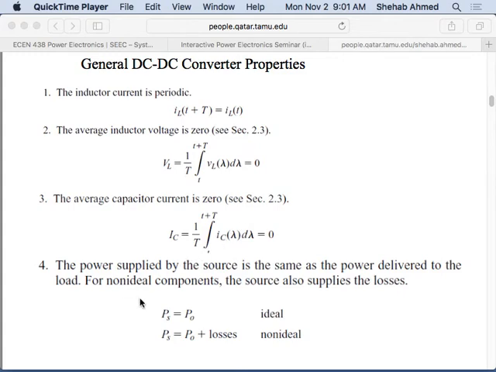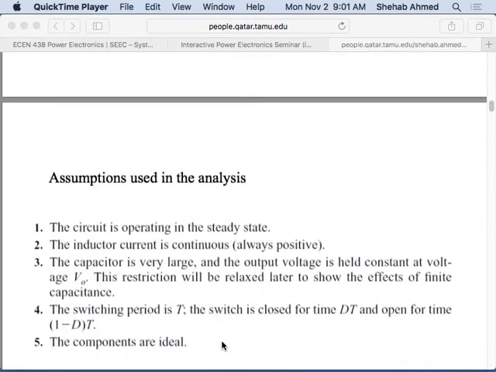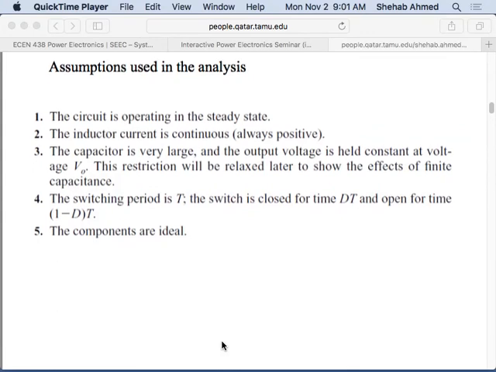And then, okay, for an ideal power supply, input power is equal to output power. For a power supply where we're going to consider losses, input power is equal to output power plus losses, right? What else are we assuming? We are assuming that the circuit is operating in steady state, as I said, that inductor current is continuous for this analysis that we're going to discuss now, and the capacitor is very large, and the output voltage is held constant at the voltage V output. This restriction will be relaxed later to show the value of finite capacitance, which we went through with the waveforms, and hopefully we know how to do it graphically.